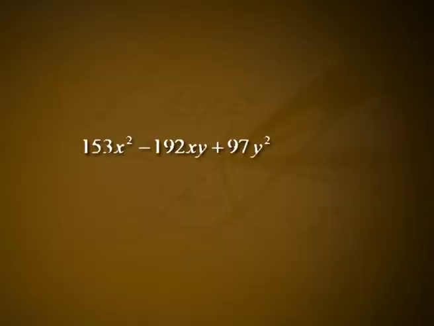which is the equation in the x dash y dash coordinate system of an equilateral hyperbola with vertices at root 2, 0 and minus root 2, 0 in that coordinate system. Example 7. Identify and sketch the curve 153x square minus 192xy plus 97y square minus 30x minus 40y minus 200 is equal to 0. Solution.